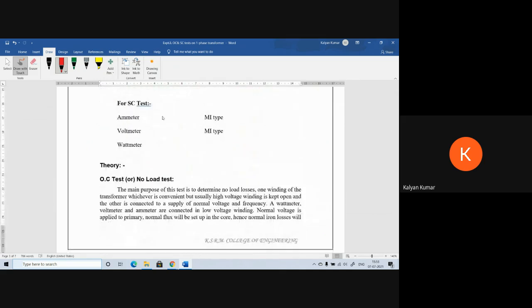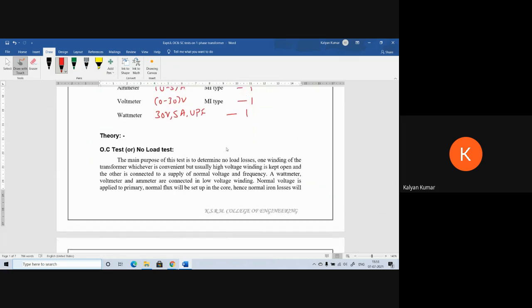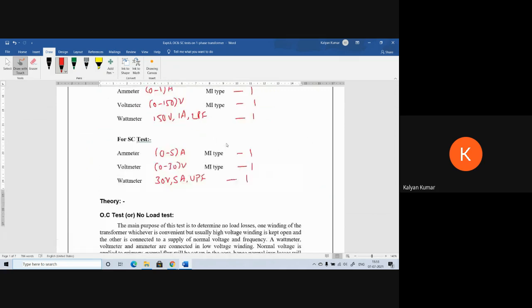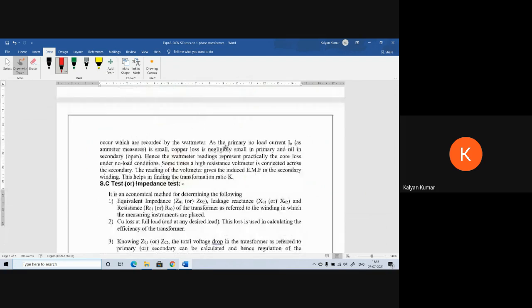So ammeter range that we have used is 0 to 5 amps, one quantity. Voltmeter is 0 to 30 volts, 1 number. Wattmeter is 30 volts, 5 amps, UPF. So this is also 1 number. So these are the equipment, that is meters required in addition to the transformer and auto transformer.